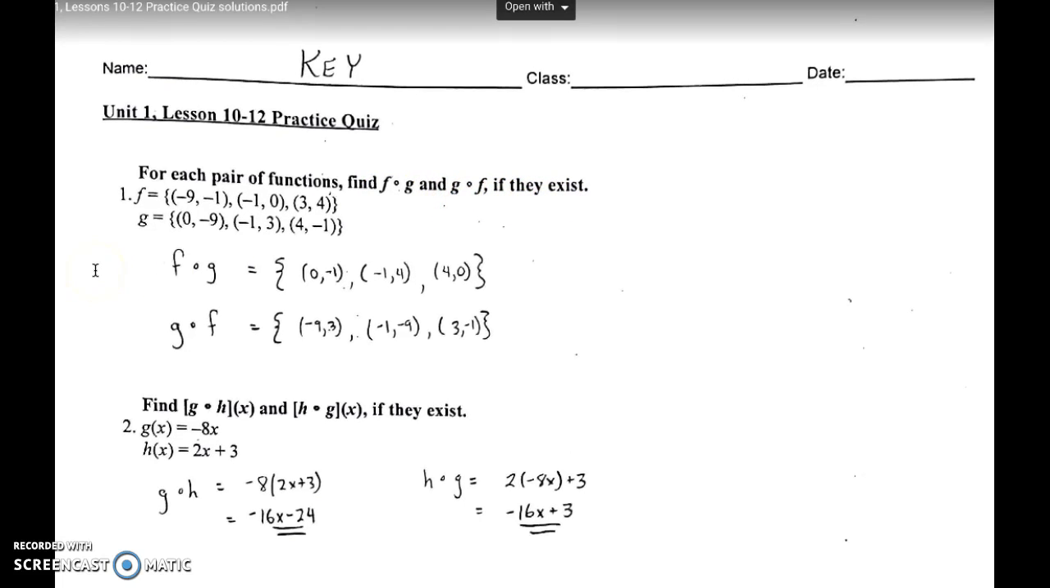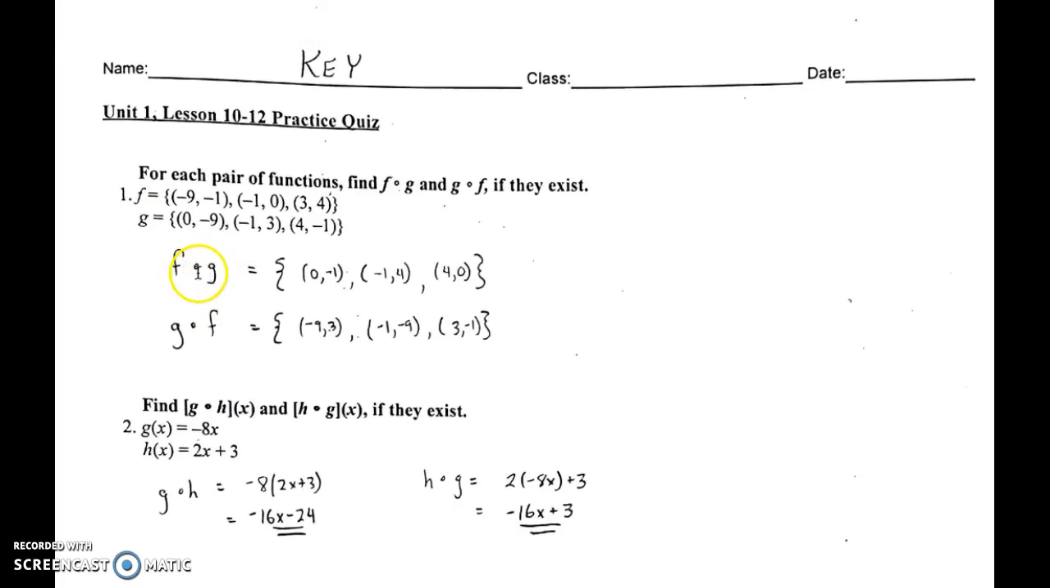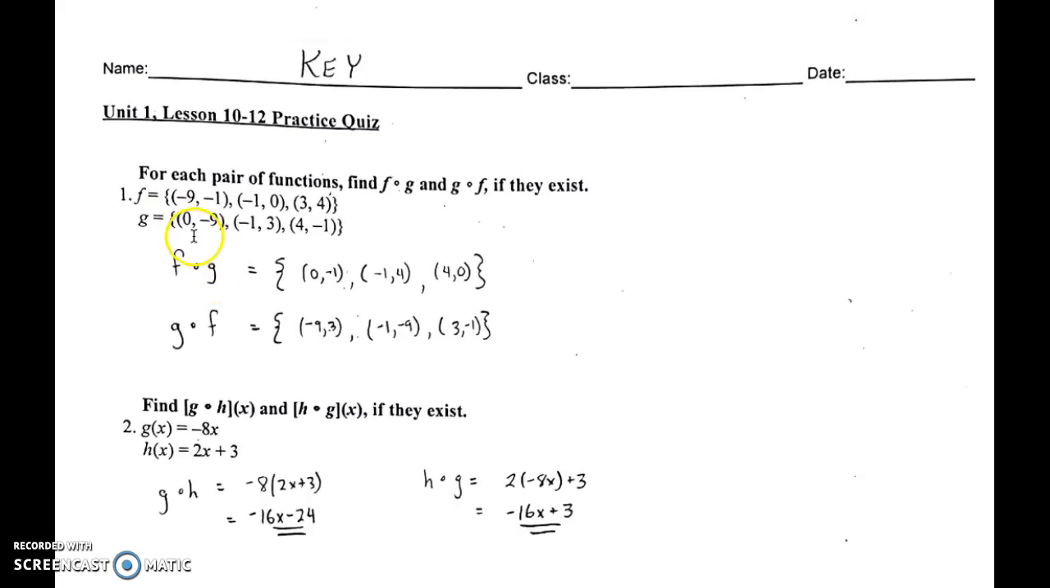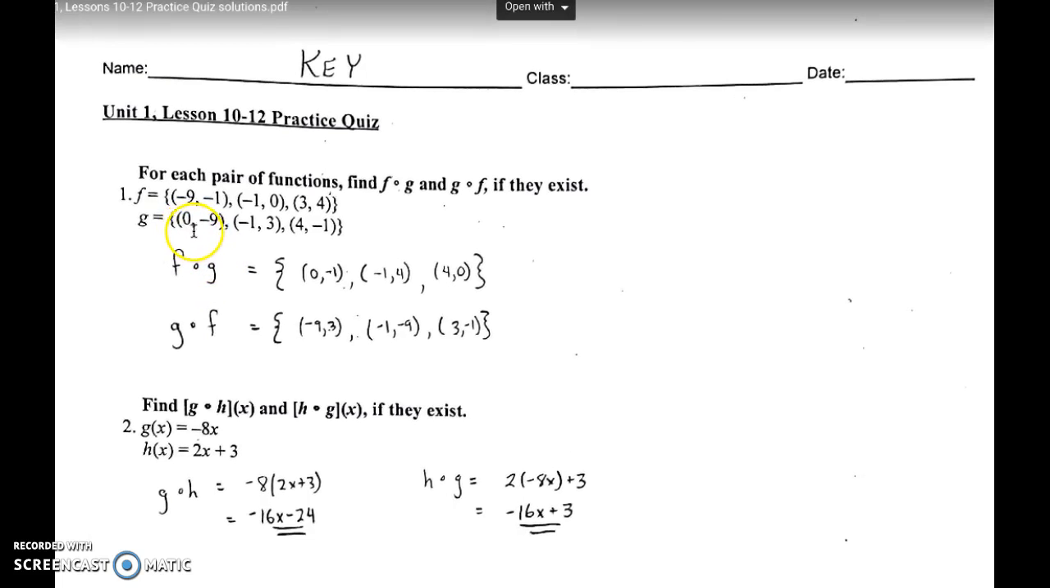So basically when you're doing composition, the place that you're starting from is the second letter that's listed. So we're starting with f composition g, we're starting with the g function. Looking at the first point, if we put in 0, we get out -9, and then you're taking this output and putting it into f as the input. So when I output -9 for g, I input -9 for f, and I get out -1. So my point that's in the composition is 0, -1. And you can see that here.